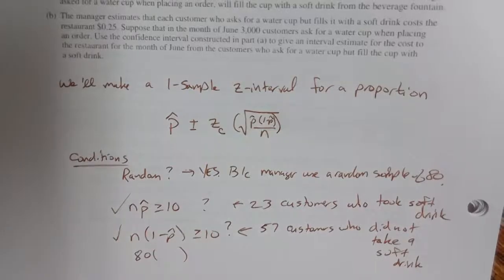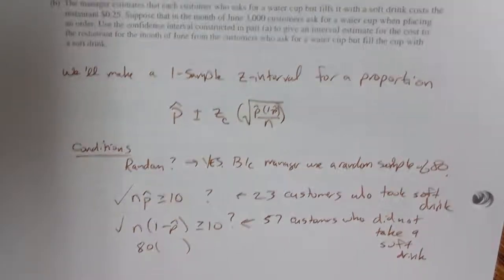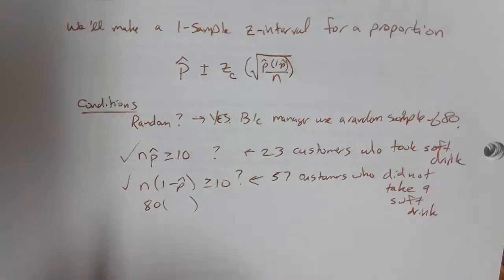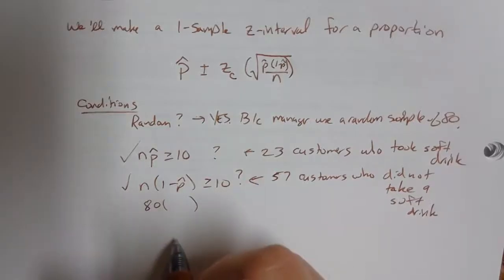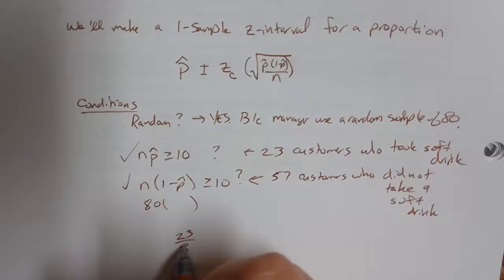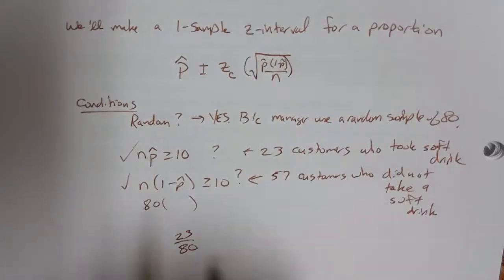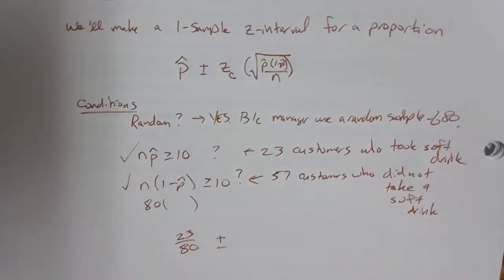And once we have that, now we can go through and calculate the probability of someone grabbing a soft drink. So we've got the sample proportion. P hat was 23 out of 80, and we'll type that in a sec here. And then we need to get this critical z-score.